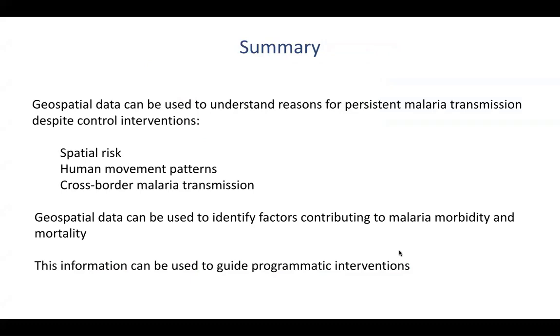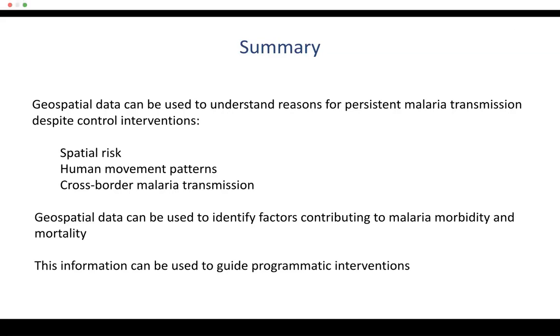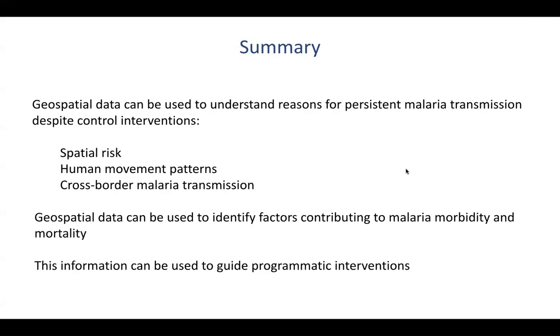So just in summary, geospatial data can be used to understand reasons for persistent malaria transmission despite adequate control measures. One can generate spatial risk maps, one can understand human movement patterns, and one can use those human movement patterns and spatial risk maps to better quantify cross-border malaria transmission. Geospatial data can also be used to identify factors contributing to malaria morbidity and mortality, and all of this can be used to inform programmatic interventions. And I'll stop there, Anna.